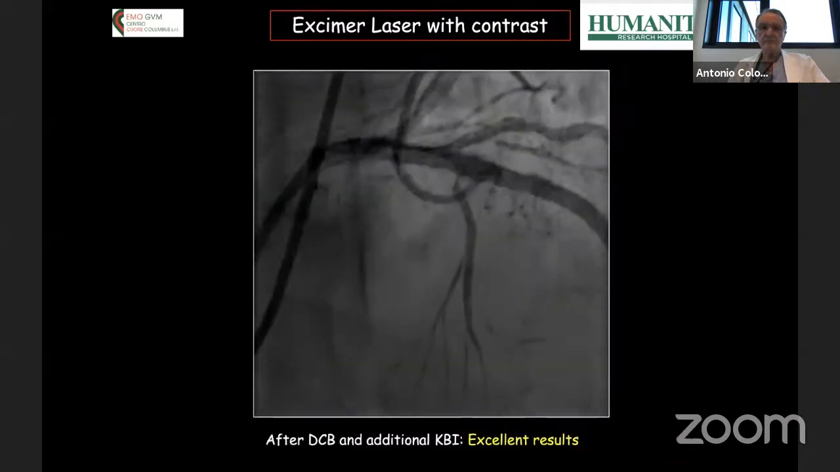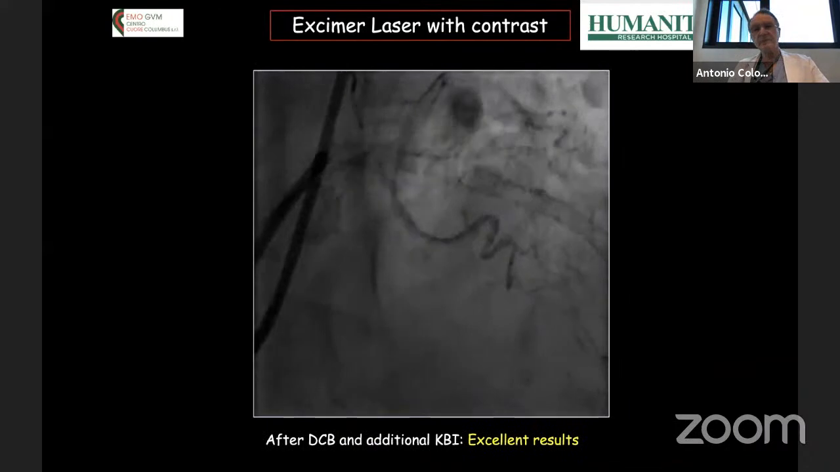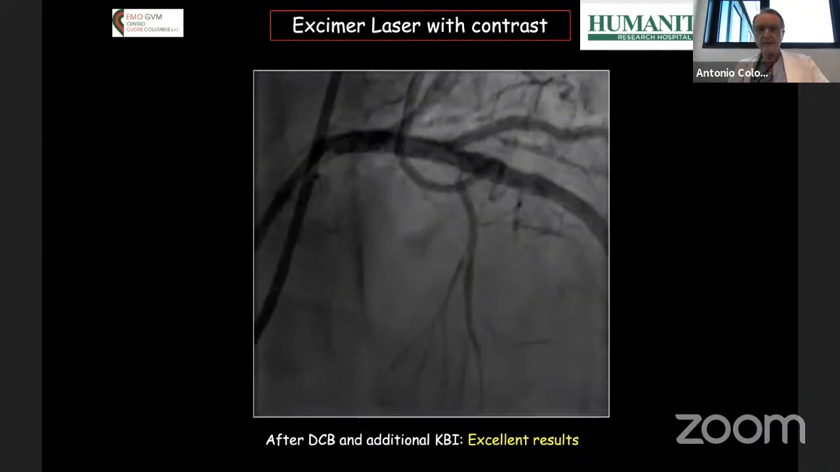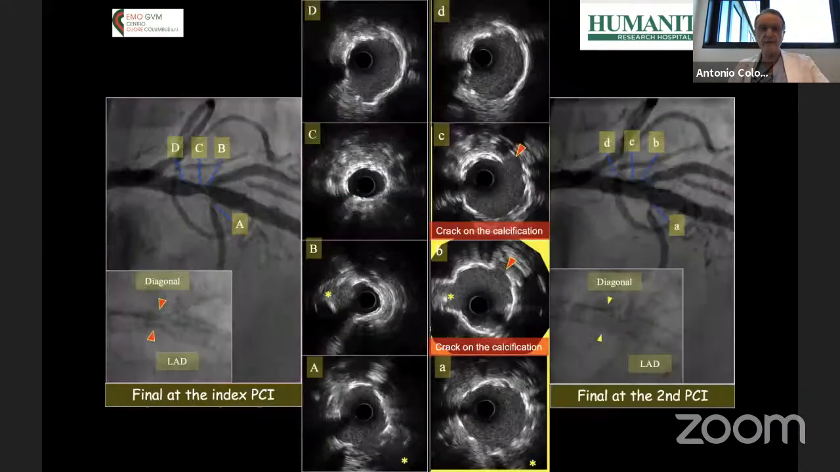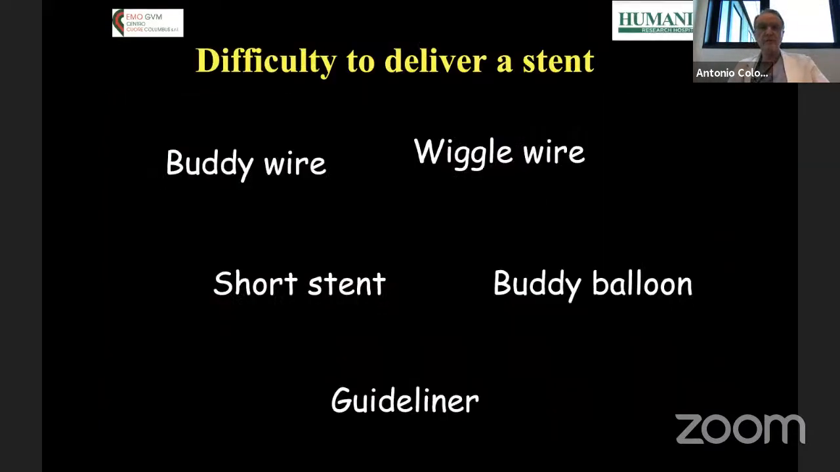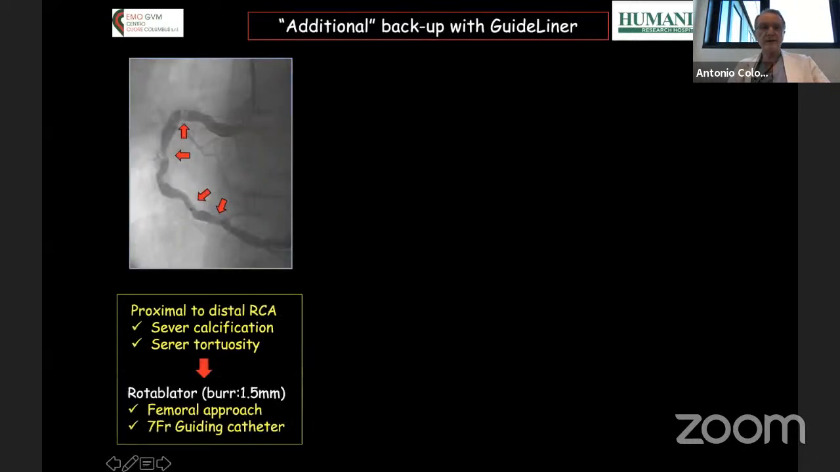This is a very elegant procedure for people that have laser. They can use it 3 or 4 times a year. These are the results, of course, optimal balloon expansion. Difficult to deliver the stent: buddy wire. In the United States, you have the Wiggle wire, the wire with undulations. A short stent is also a pretty simple solution, buddy balloon, and of course a GuideLiner.